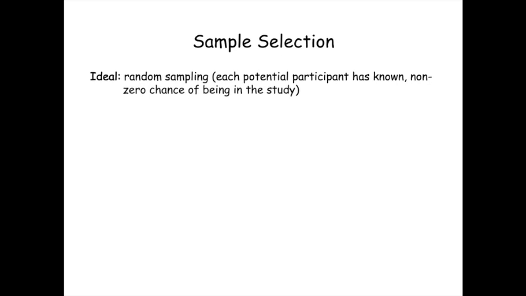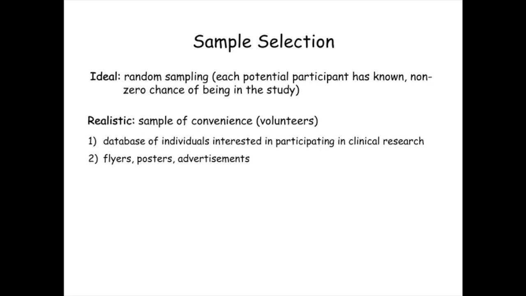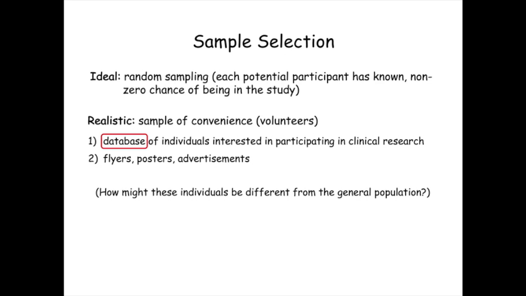In an ideal situation, researchers would use random sampling to acquire subjects because this process assures that all potential subjects have a chance to participate. In real life, random sampling is difficult, so typically researchers use a sample of convenience, volunteers. This study drew participants from a database of people interested in participating in clinical research and through postings. Because the purpose of research is to generalize from a sample to a population represented by the sample, one must ask how volunteers might differ from the general population and how that might affect the results.